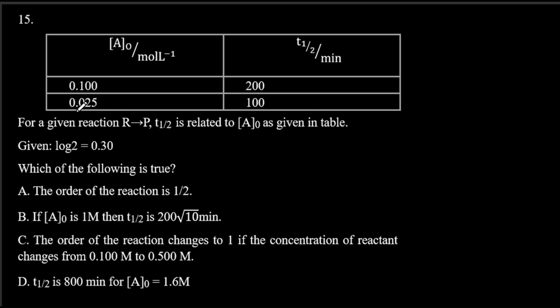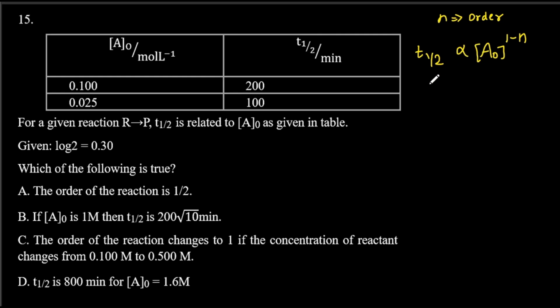If the initial concentration is 0.025, then the half-life is 100. Which of the following is true? The order of the reaction is 1 by 2. So we need to find the order of the reaction. For any reaction, the half-life is related to the initial concentration of the reactant by this formula: T half is proportional to the concentration of the reactant power 1 minus N. Here N stands for the order of the reaction. So we need to find the N value.